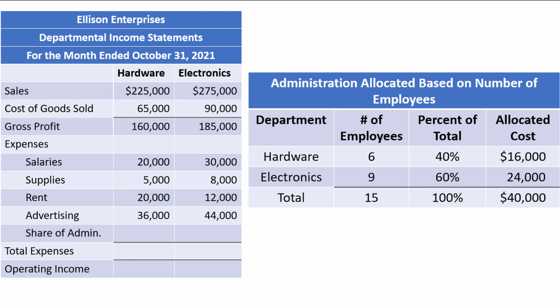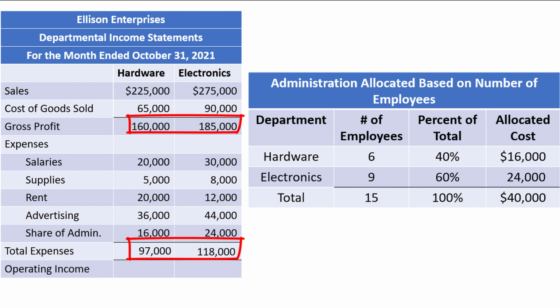We can fill in each department's share of the administration expenses, which we see here are $16,000 and $24,000. Totaling up the expenses, we get $97,000 for hardware and $118,000 for electronics. Taking the gross profit and subtracting the total expenses, we get the operating income to be $63,000 for hardware and $67,000 for electronics. This completes the departmental income statements for our example.